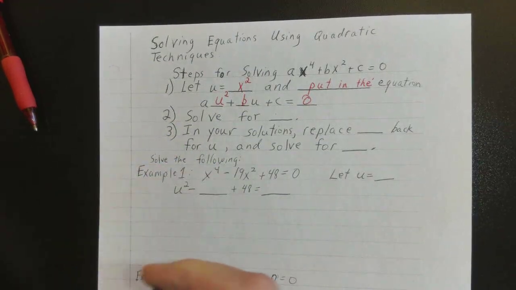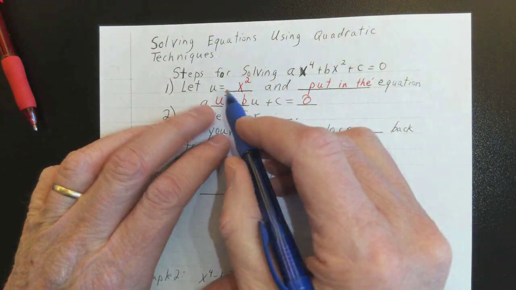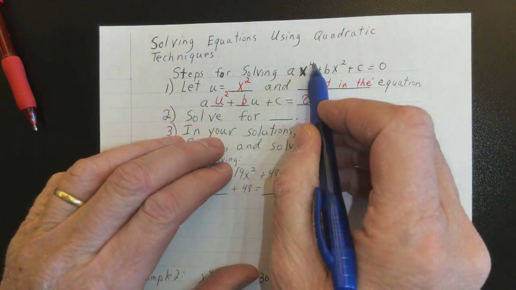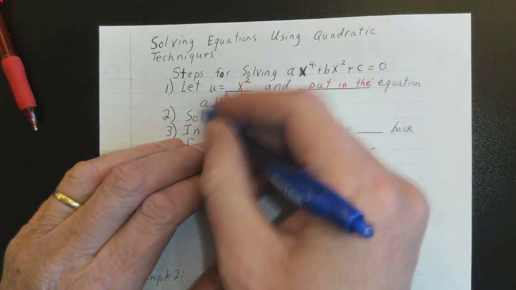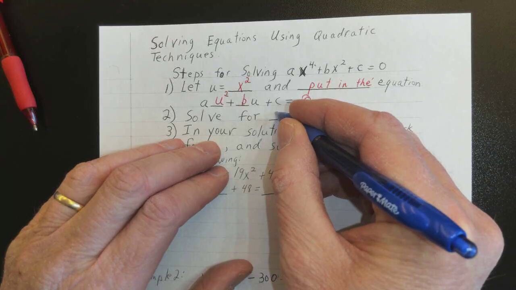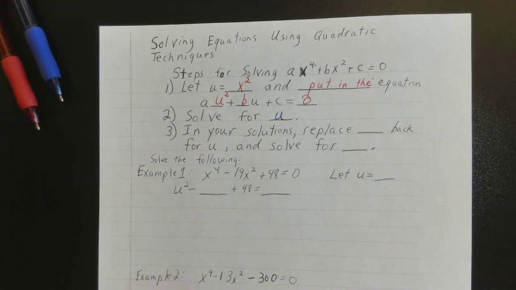Okay, next thing we will do is we will take this equation. We've taken it down from a fourth degree to a second degree. We're going to use techniques we know for solving quadratic equations. We're going to solve for u.